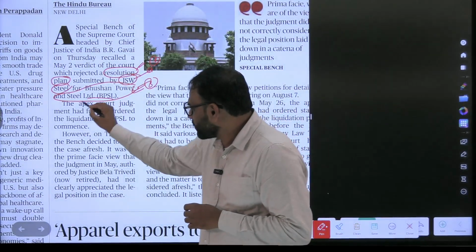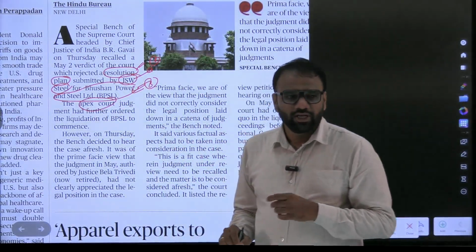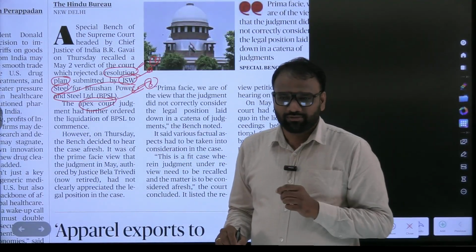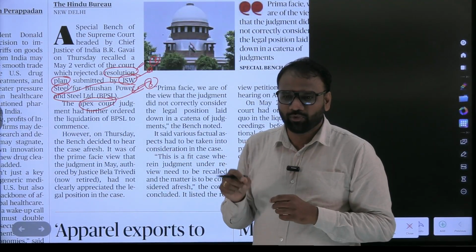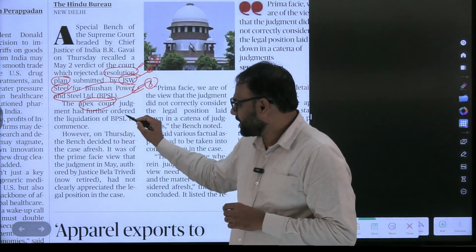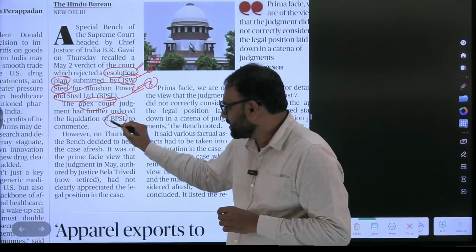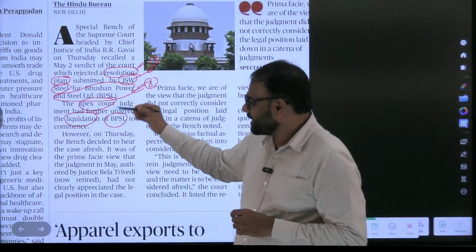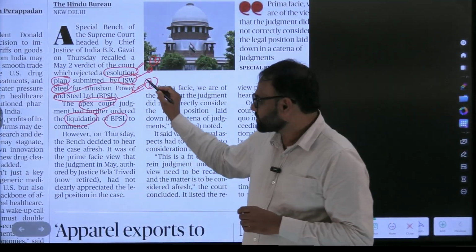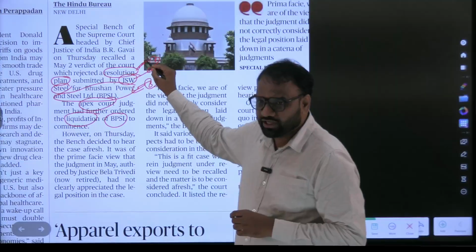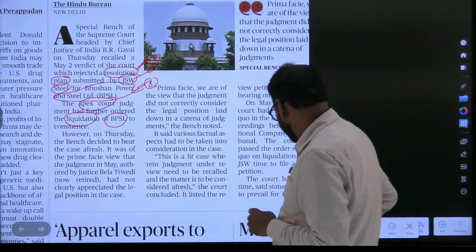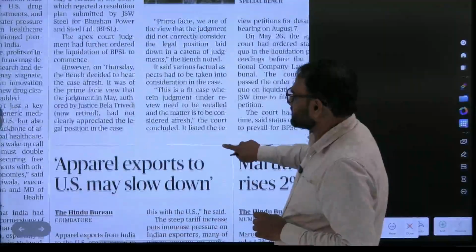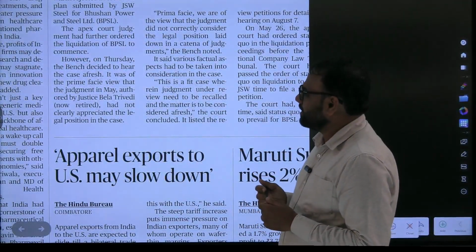Here we come across the Apex Court. What is the Apex Court? The Supreme Court itself is called the Apex Court. The High Court is not called the Apex Court. The Supreme Court is called the Apex Court. The judgment had further ordered the liquidation of BPSL. So here the term liquidation is important. Afterwards we shall understand liquidation. So just mark the points: resolution plan, liquidation.